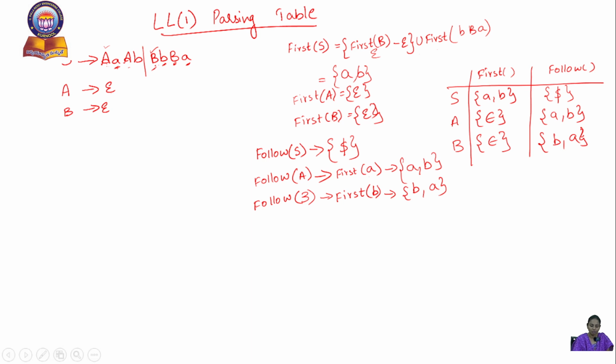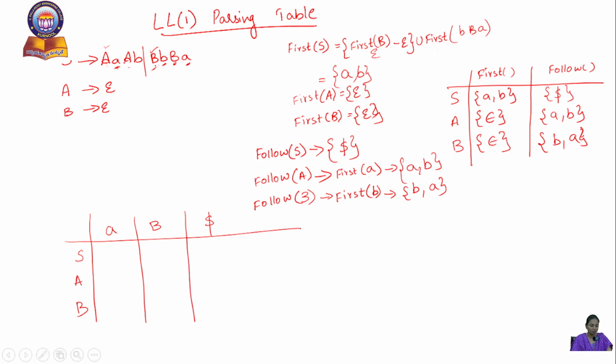Now we are constructing the LL1 parsing table. On the row side, the LHS side, we have to write all the non-terminals we have. These are the non-terminals we have. And here we have to write the terminals. Terminals we have are only A and B. Epsilon we won't consider; instead of epsilon, we will write the dollar. Right? So now we are going to write the LL1 parsing table.